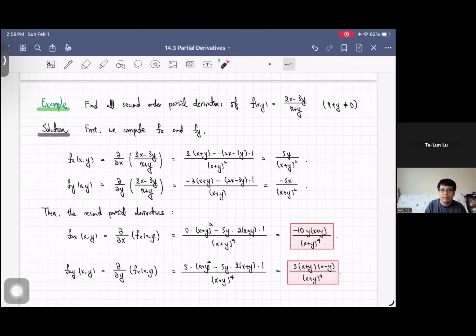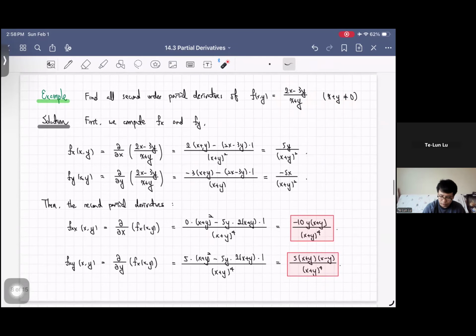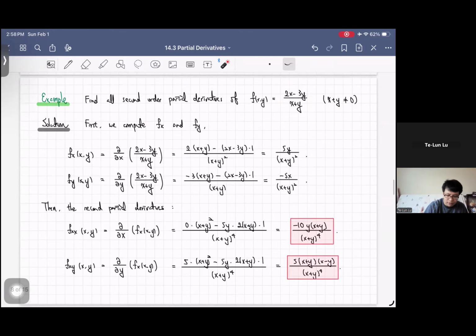So let us define this function f(x, y) to be (2x minus 3y) divided by (x plus y), whenever the denominator is non-zero. I do this example because I want you to be familiar with the quotient rule, which I think I haven't done in the previous exercises. So let us do this. Obviously, to find the second partial derivatives, you have to find the first.